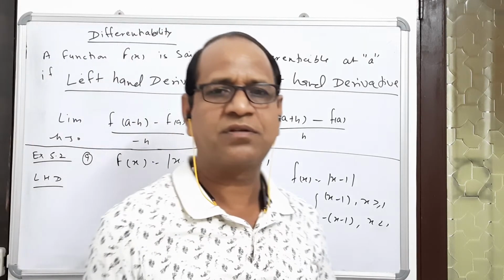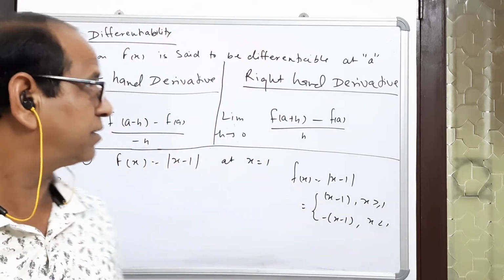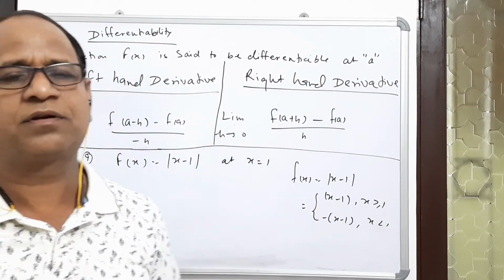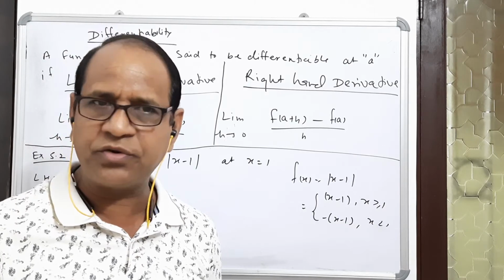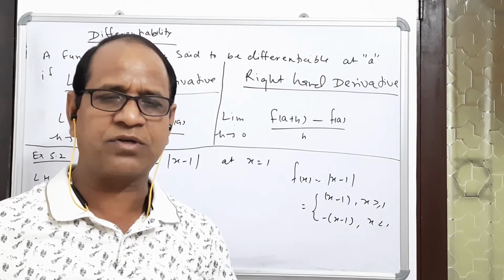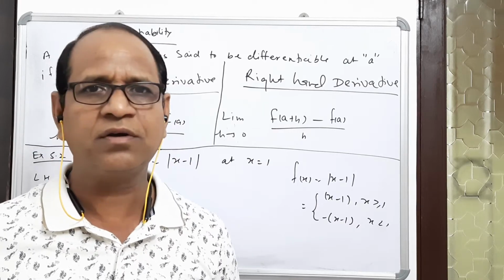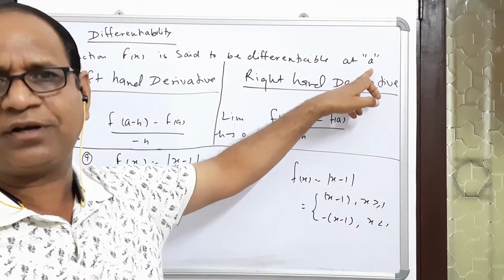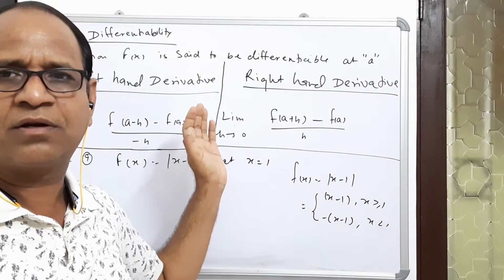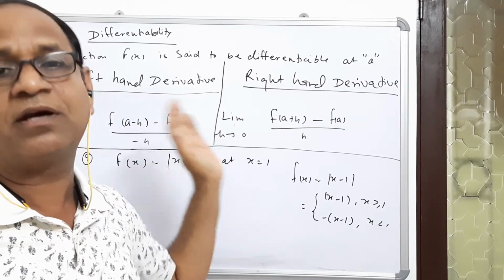Hello students, today I am taking the topic differentiability. You have seen continuity, and in continuity the left hand limit is equal to the right hand limit is equal to the value of the function at any point a in the domain of that particular function.